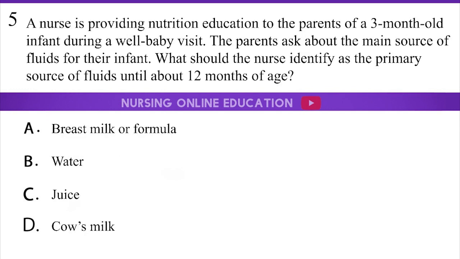5. A nurse is providing nutrition education to the parents of a 3-month-old infant during a well-baby visit. The parents ask about the main source of fluids for their infant. What should the nurse identify as the primary source of fluids until about 12 months of age? A. Breast milk or formula. B. Water. C. Juice. D. Cow's milk. The answer is option A, breast milk or formula.